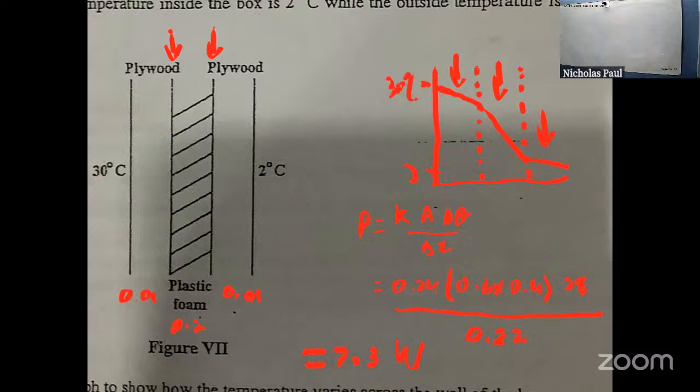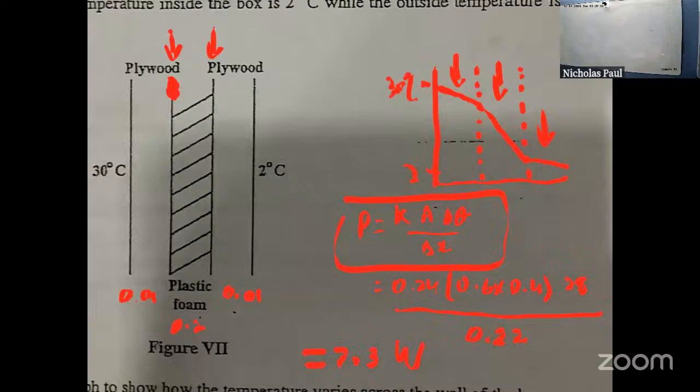Yeah, so he's actually correct. He's using this formula here. What's the value we're using for P? 7.3, because 7.3 is what's flowing through everything. What are we using for K? 0.24, because it's plywood alone. What are we using for temperature change? We don't know, we're trying to find out. And then thickness is what? It's for the first piece of plywood alone, 0.01, because we're trying to find this temperature here.